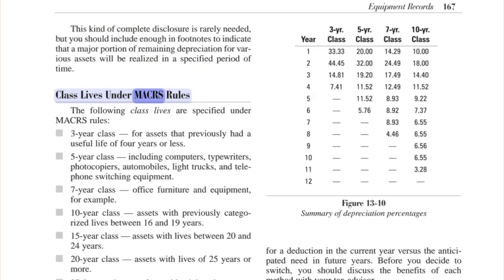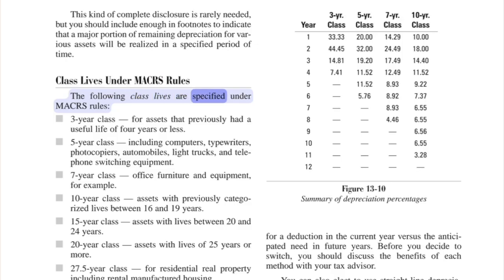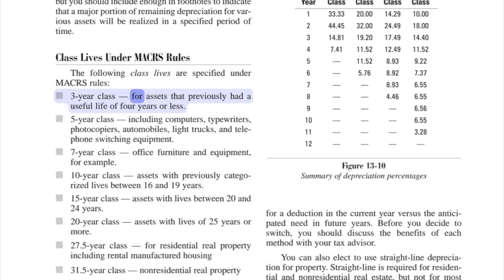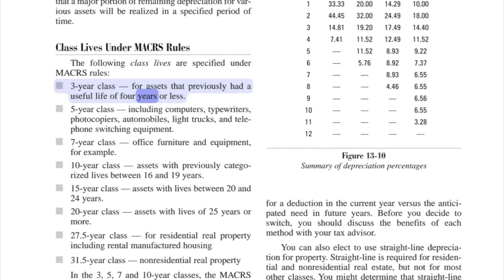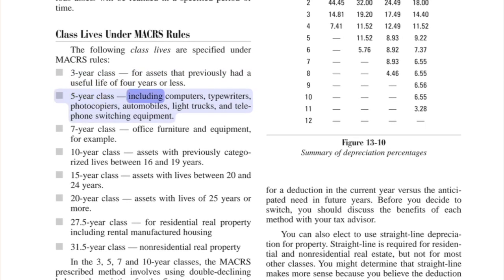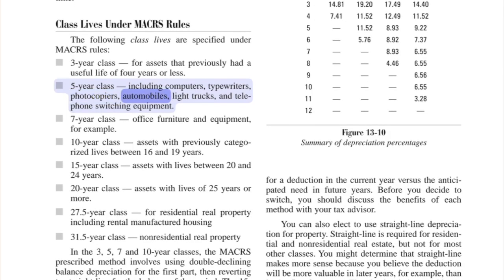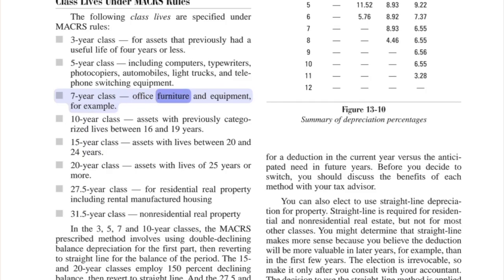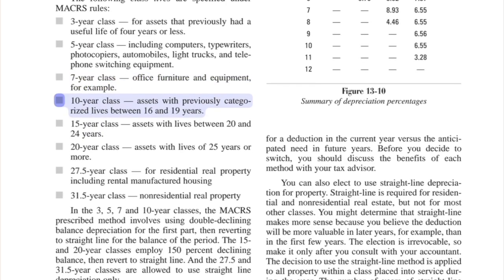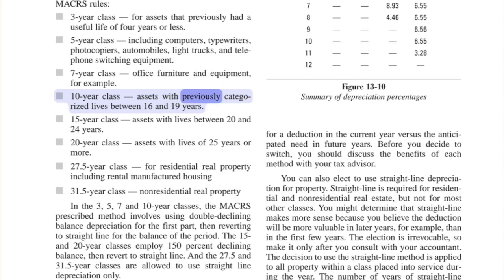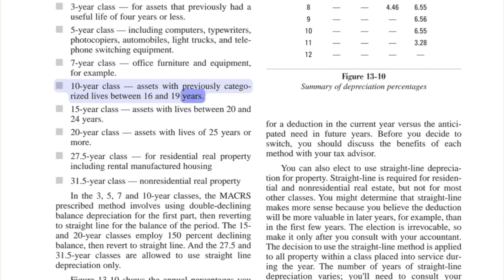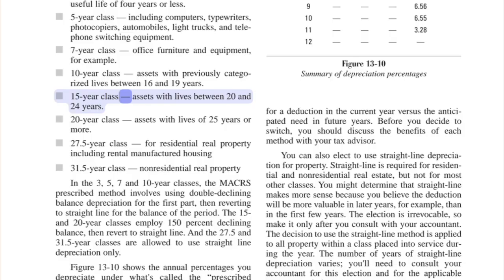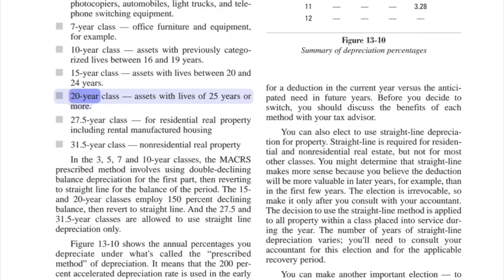Class lives under MACRS rules. The following class lives are specified under MACRS rules. 3-year class, for assets that previously had a useful life of 4 years or less. 5-year class, including computers, typewriters, photocopiers, automobiles, light trucks, and telephone switching equipment. 7-year class, office furniture and equipment, for example. 10-year class, assets with previously categorized lives between 16 and 19 years. 15-year class, assets with lives between 20 and 24 years. 20-year class, assets with lives of 25 years or more.